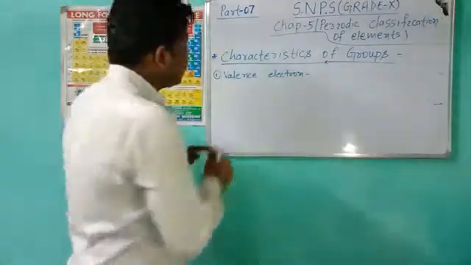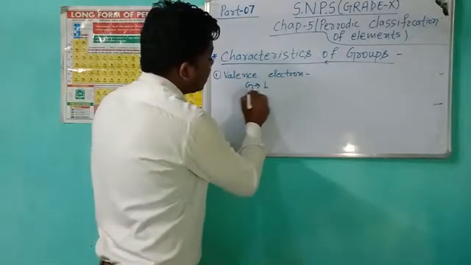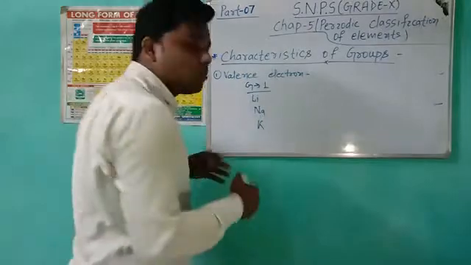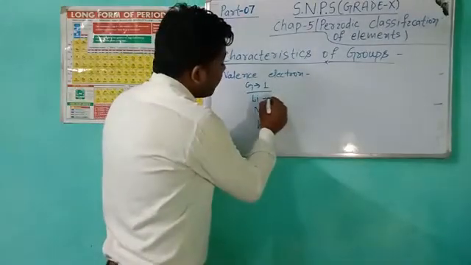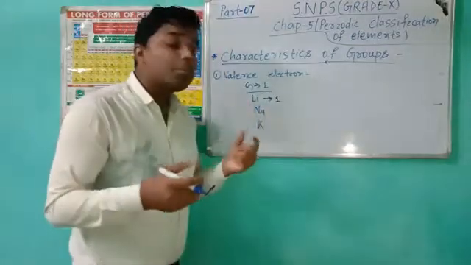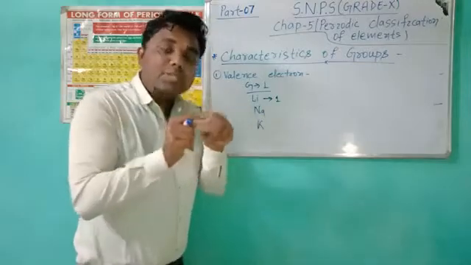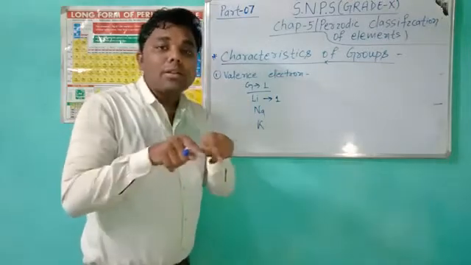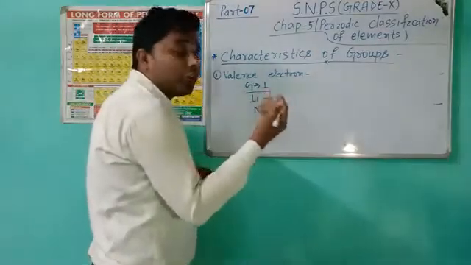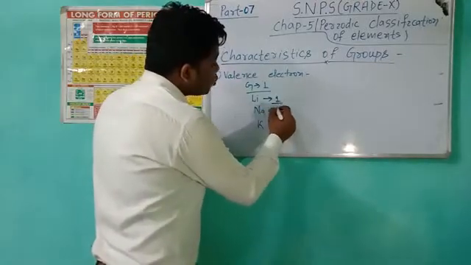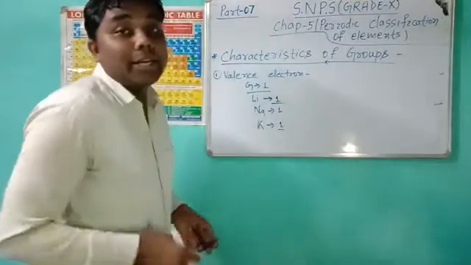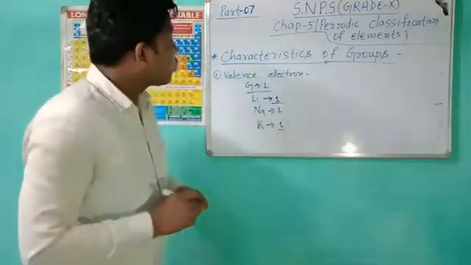if we take an example, group number 1, in which lithium, sodium, potassium, rubidium, cesium, and francium are involved, then the valence electron of lithium is 1. We know that the atomic number of lithium is 3. So in its first shell there are 2 electrons, and in the second shell it has only 1 electron. So the outermost shell of lithium has only 1 electron, and so on. Sodium has 1 electron in its outermost shell, and potassium also has 1 electron in its outermost shell. So this is called the valence electron.